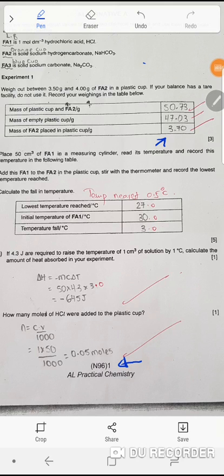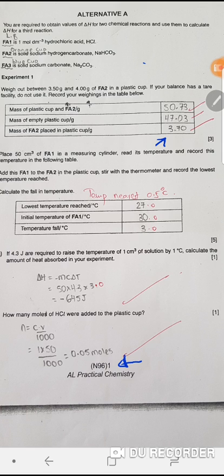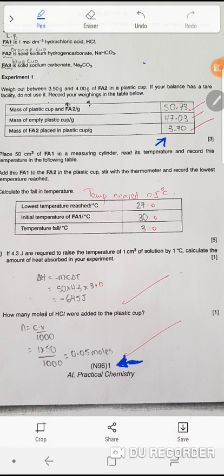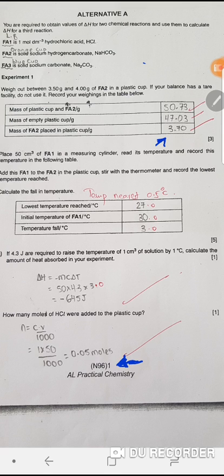Okay, this is the paper of November 96, alternative A, questions number 1, 2, and 3 that you attempted. Some important features, please. Just make sure that these are known to all of you.